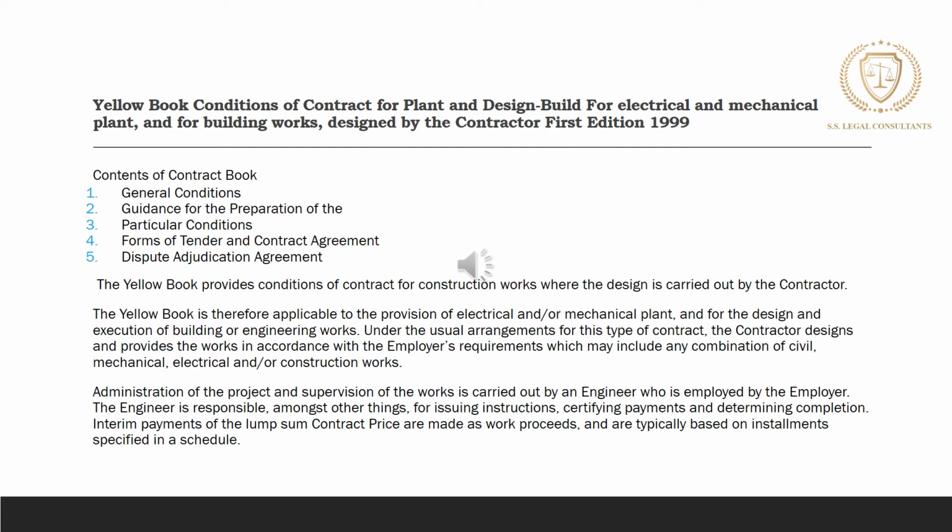The Yellow Book is the conditions of contract for plant and design-build for electrical and mechanical plant and for building and engineering works designed by the contractor, which means the contractor carries out the majority of the design. This book is traditionally used for the provision of plant and for building or engineering works on a design-build basis. The Yellow Book is a lump sum price contract with payments made according to achieved milestones on the basis of certification by the engineer.